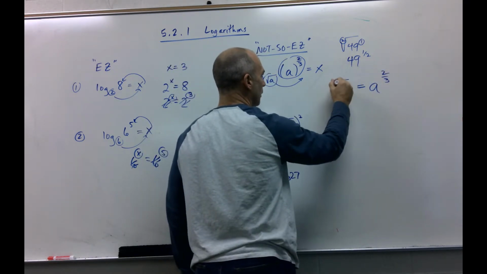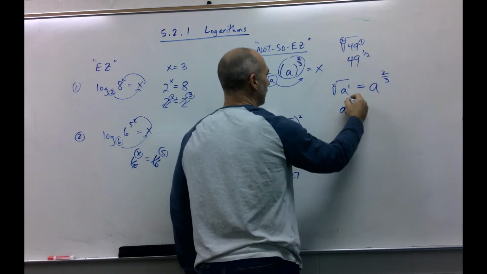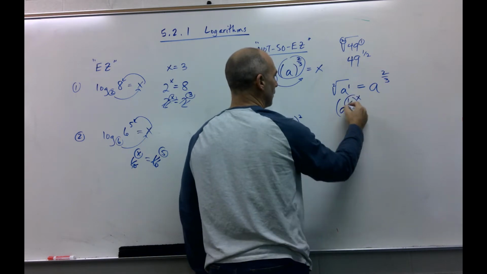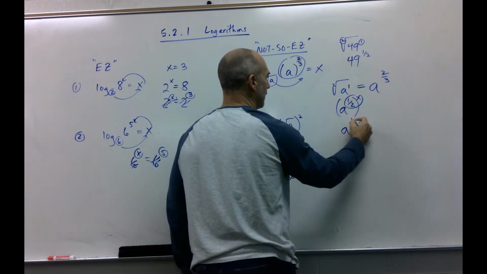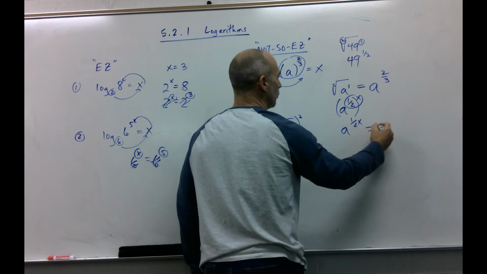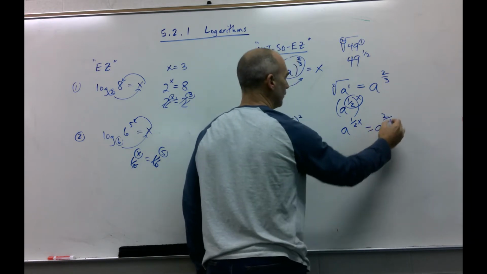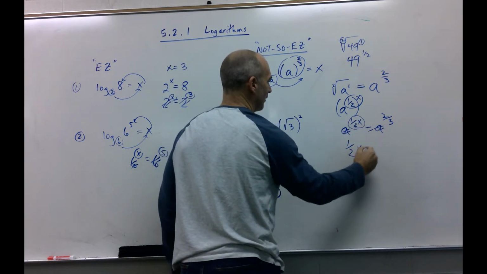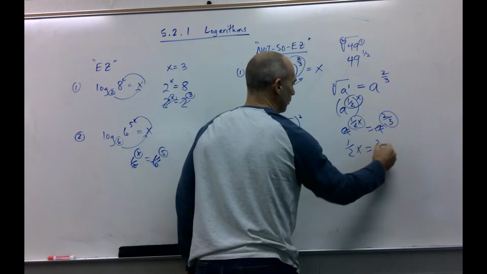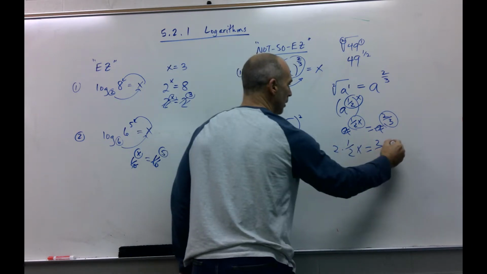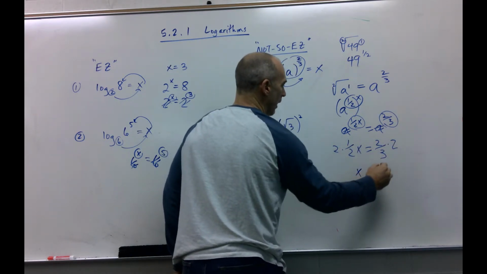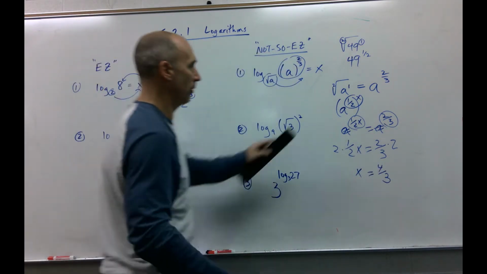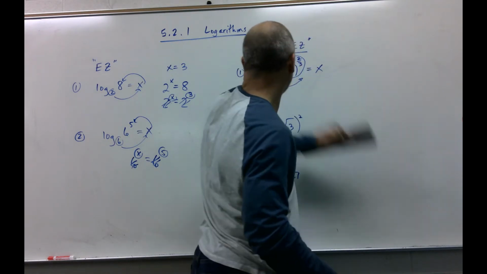Here's a 1, here's a 2. So it's a to the 1/2 power, and there's an x there. And when you raise a power to a power, you multiply, so a to the 1/2 x equals a to the 2/3. These go bye-bye, so this exponent, 1/2 x, has to equal that exponent, 2/3. So I'm going to multiply by 2, multiply by 2, x is 4/3. So, a little more work there. Give myself some room for the next one.